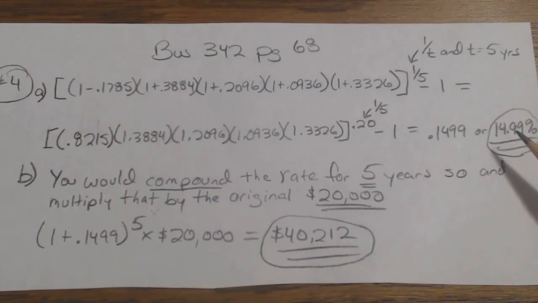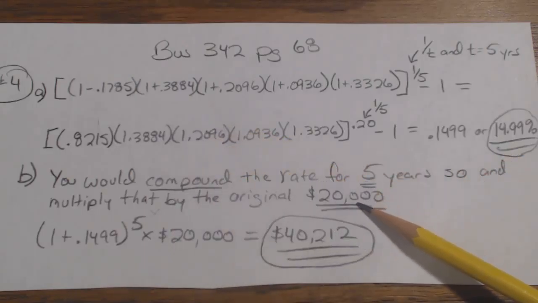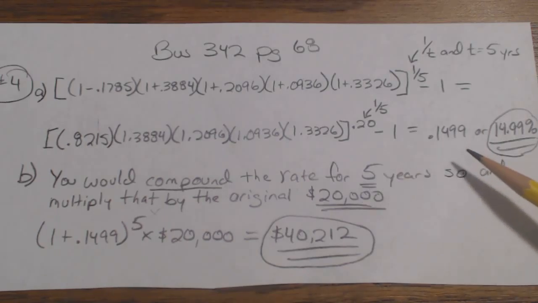That's the first part of the problem. They want to know what your average return is over 5 years. It's 14.99%. The second part, B, says how much money would have accumulated by the end of 2006. You know you started out with $20,000 in the Vanguard fund. You have a rate that will compound, and the rate of return you had was 14.99%.